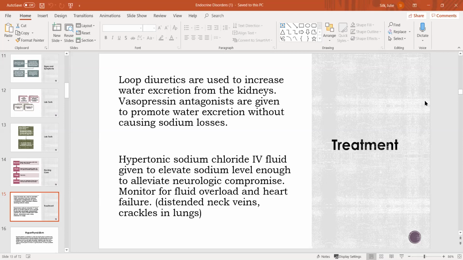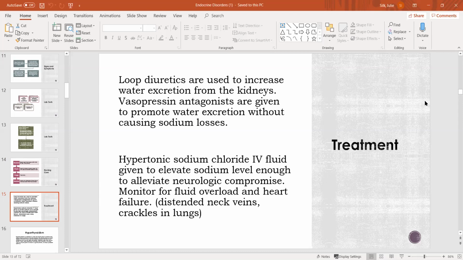I'm saying this wrong, I'm sorry. So again, we have too much fluid outside of the cell, so we want to suck some of that into the cell, right? So if you give a hypertonic fluid, that's going to elevate the sodium level enough to help with that neurologic compromise. And we're going to monitor their fluid overload and their heart failure, monitor for all of those things, right?